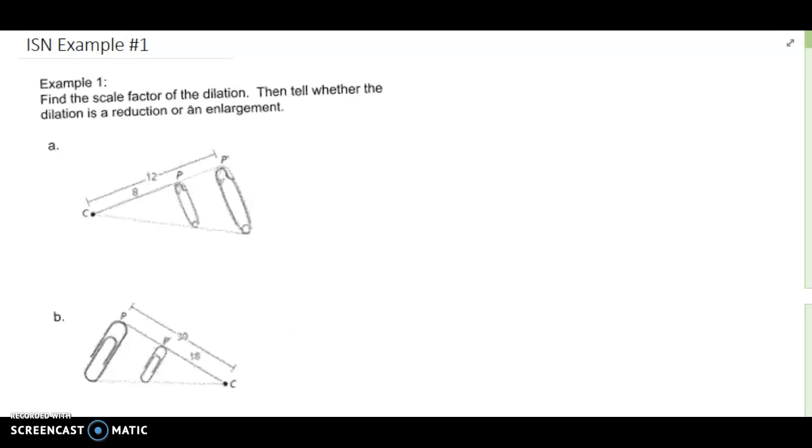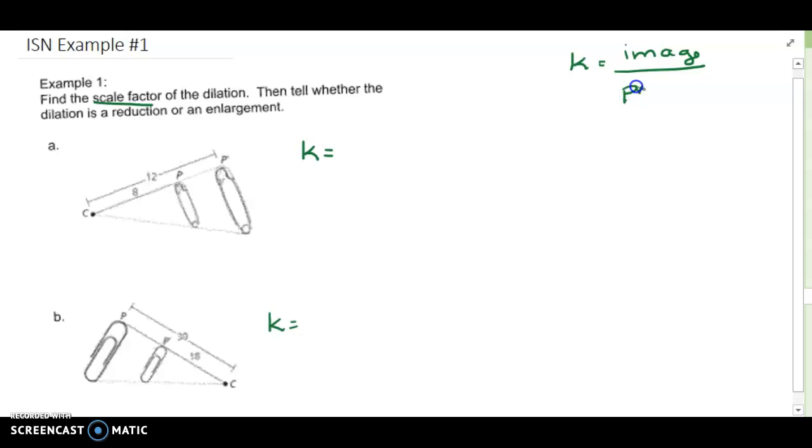So if you open up your interactive student notebook, this is example 1, and it has 2 parts. Okay, so we want to find the scale factor of the dilation. So we're going to put K equals. And remember the formula to find the scale factor, it's just image over pre-image. All right, so then tell whether the dilation is a reduction or an enlargement. So reduction is we get smaller, and enlargement we get bigger.